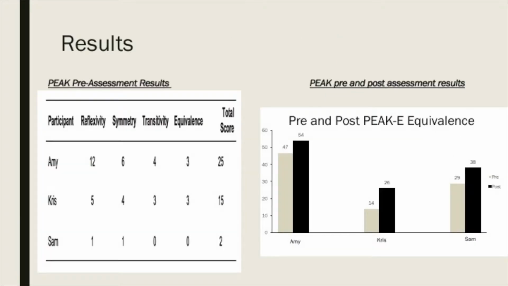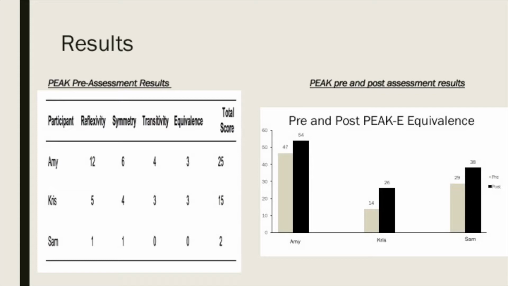For results, in the table to the left, you can see that the PEAK pre-assessment results are listed. Amy had a total score of 25, Chris had a total score of 15, and Sam had a total score of 2. To the right, you can see the PEAK-E pre and post assessment results. Amy initially scored a 47, and after intervention, or completing the PEAK-E curriculum programs, she was able to score a 54 on the post assessment.